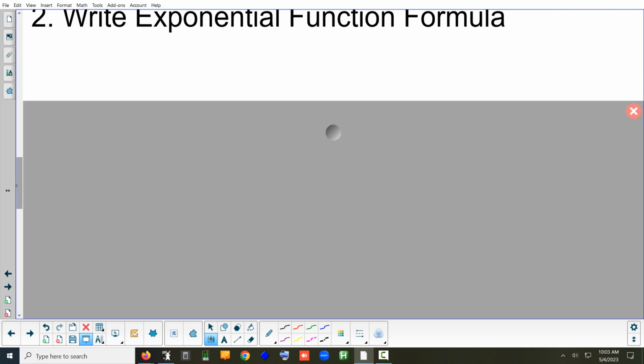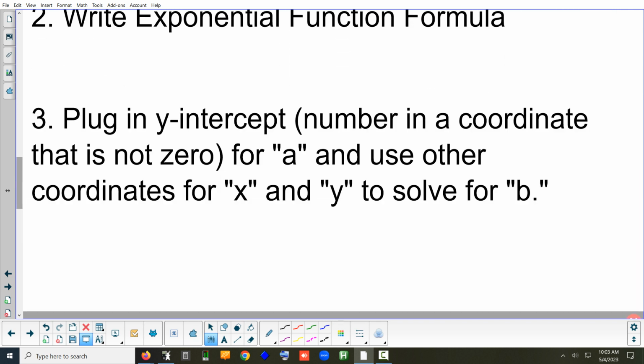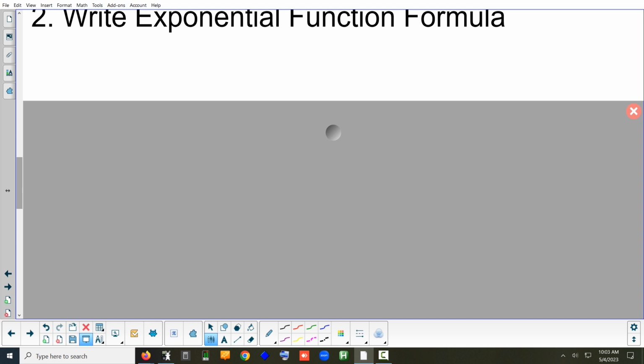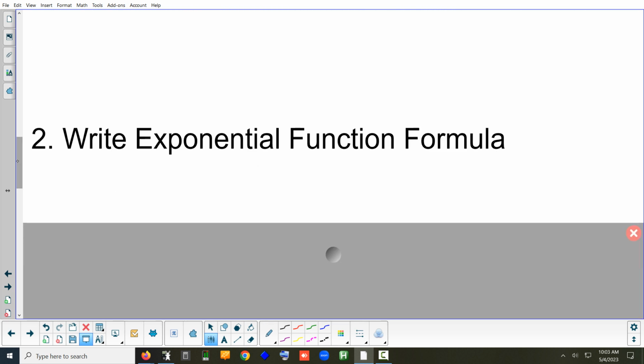Let me just check. I want to make sure these next 2 steps. Okay, that's fine. Okay, so now we're going to write our formula. And remember, this is the pattern you're looking for.